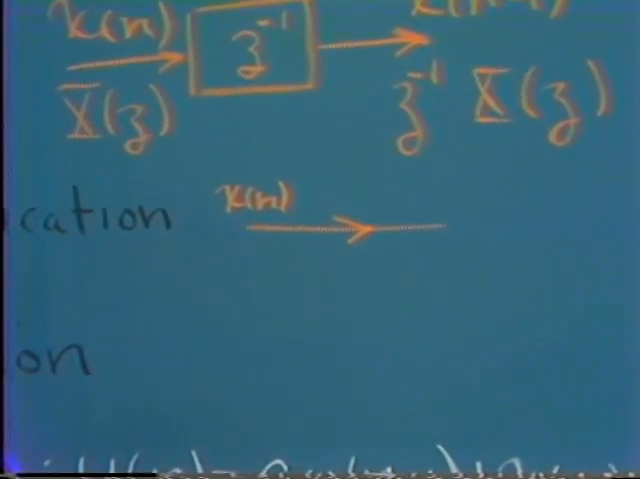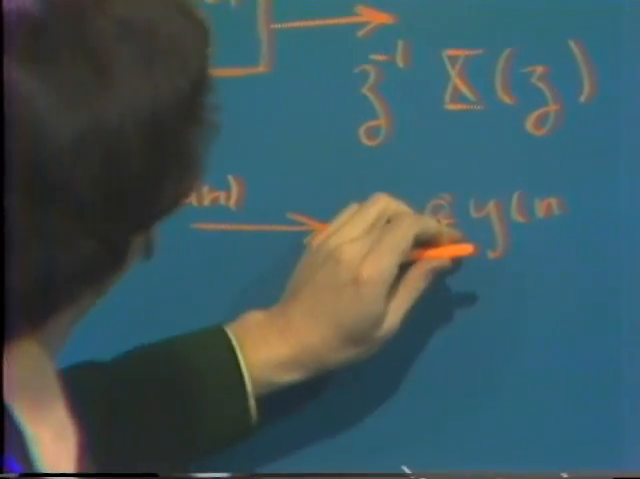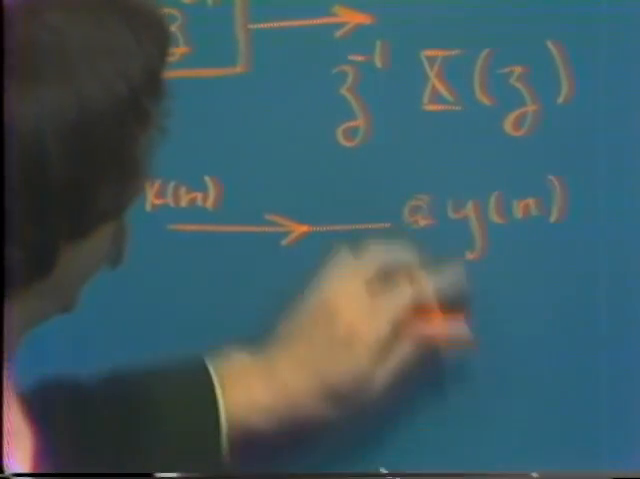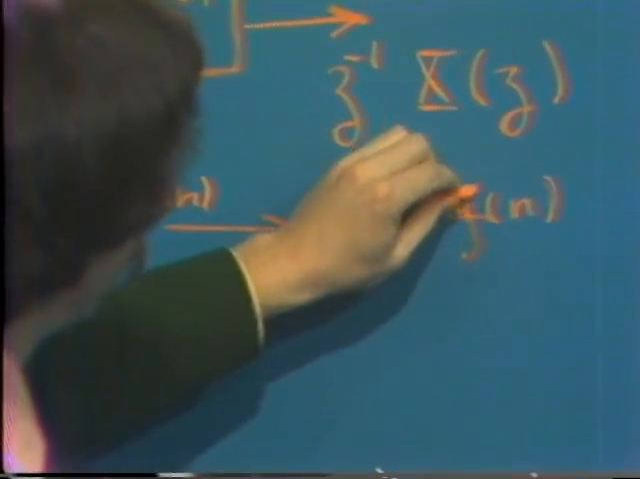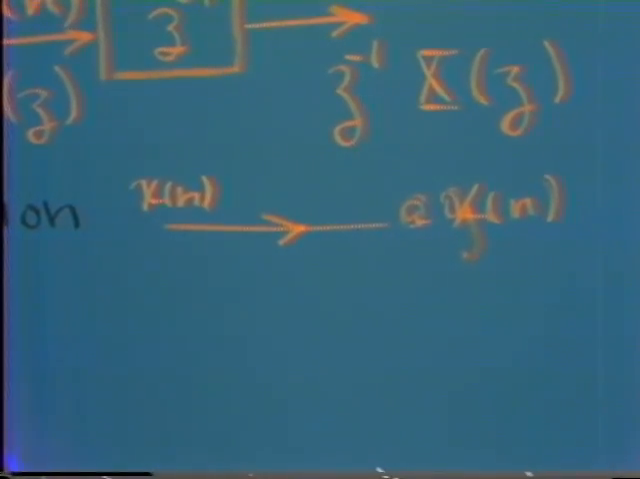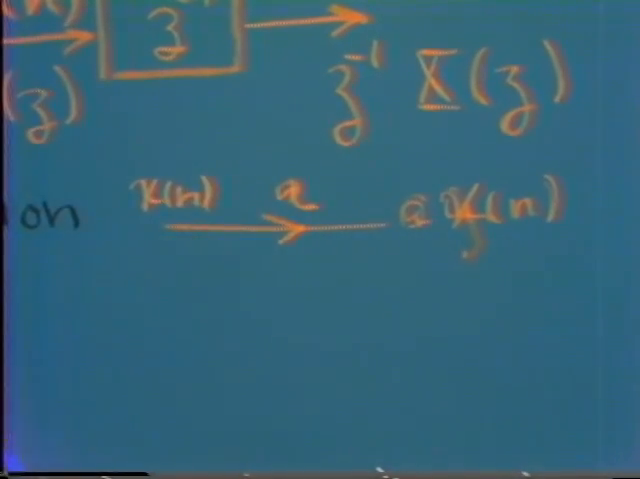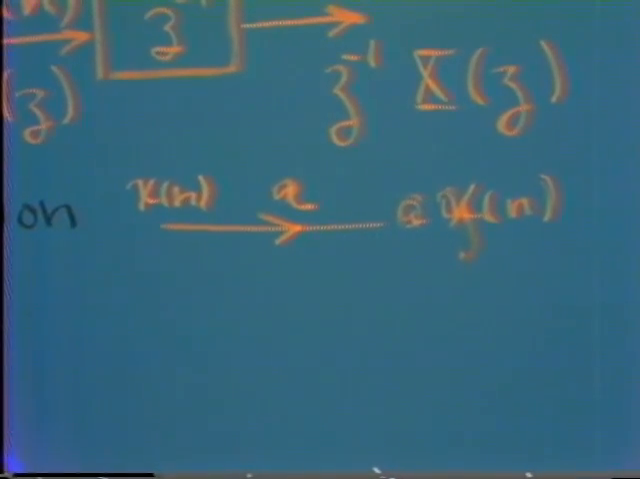The output of the branch is that multiplied by a scalar, let's say a, the scalar a. If we're talking about x of n in, we're talking about a times x of n out. And the branch transmittance then is the coefficient a. So this branch allows for coefficient multiplication.